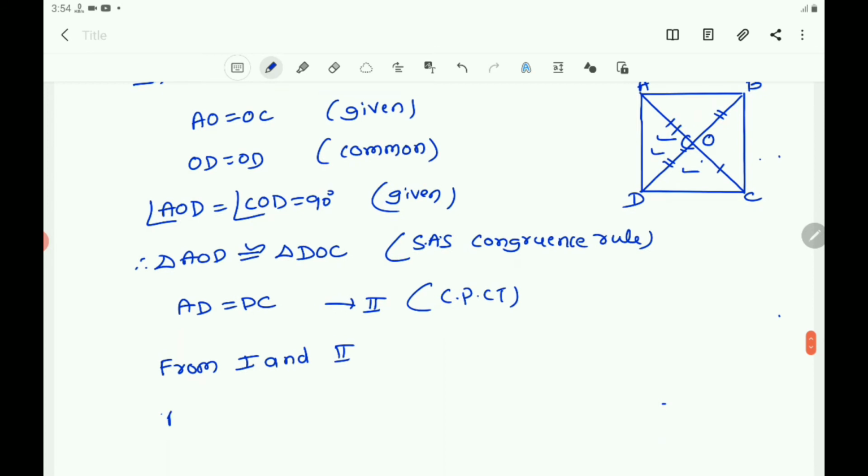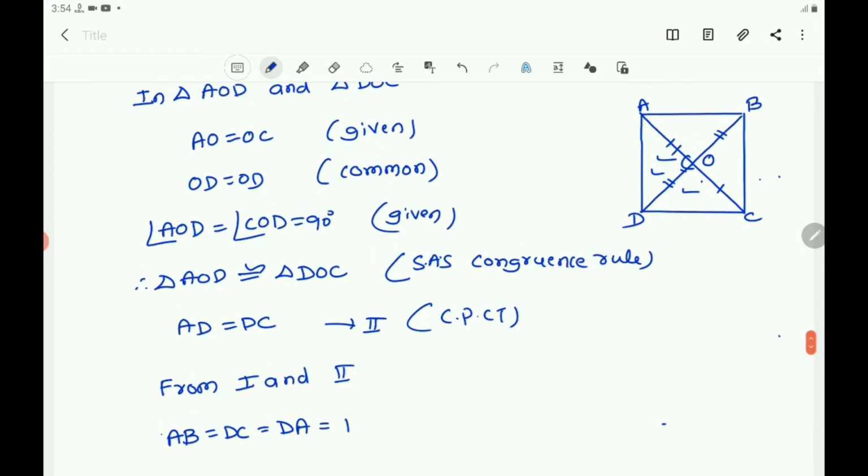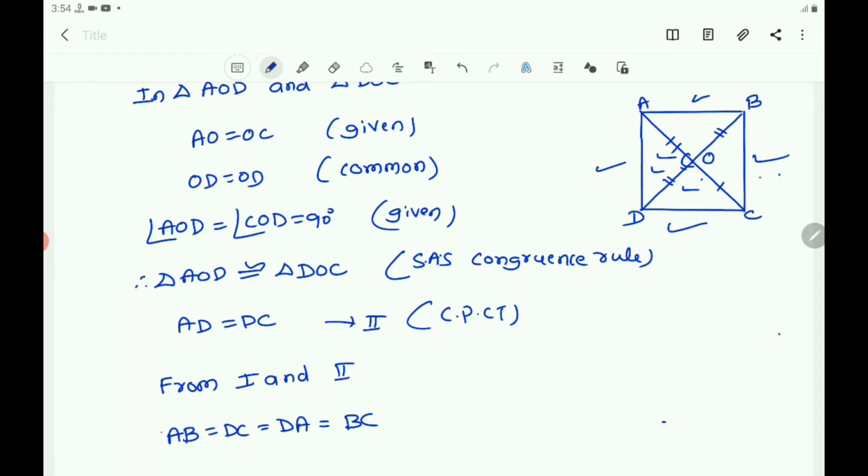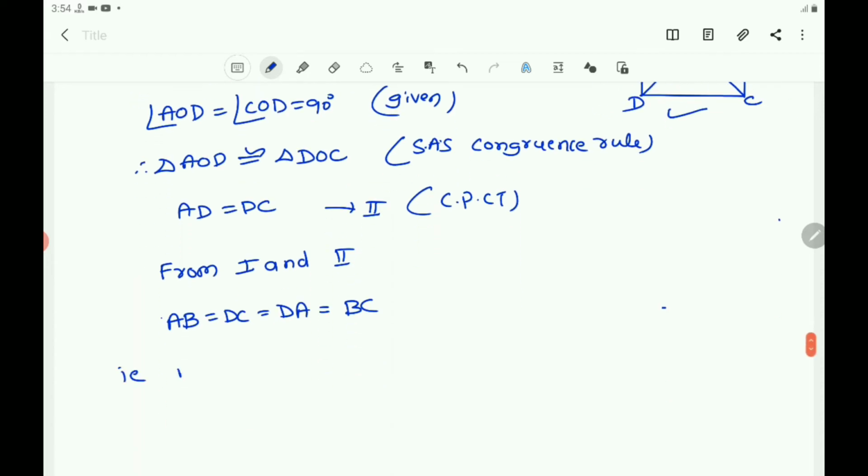AB equals DC equals DA equals BC, you got. That is, in order, AB equals BC equals CD equals DA. You got all the sides are equal, and here you need all the angles to be right angles.